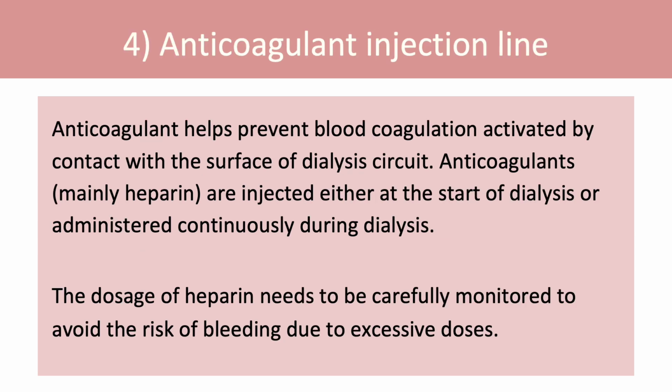The fourth component is the anticoagulant injection line. Blood coagulation is activated when the blood comes into contact with a foreign substance such as the dialysis circuit. If the blood coagulation progresses, dialysis treatment cannot be continued. Therefore, initial or continuous administration of anticoagulants is performed in order to prevent this from happening.